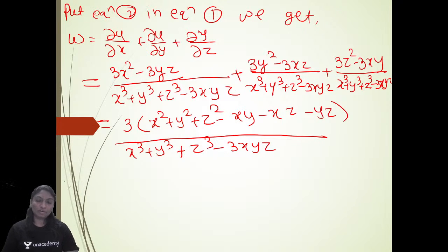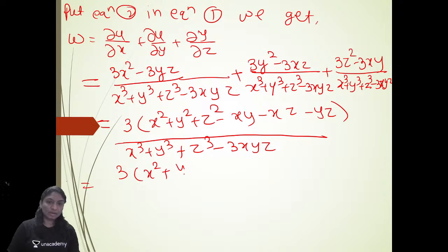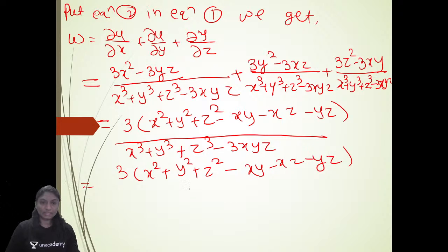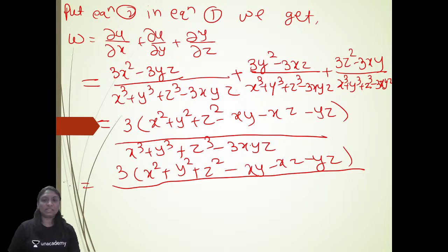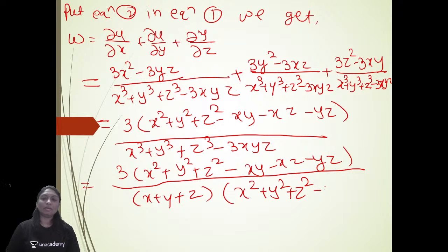Now, if you observe, we know that a cube plus b cube plus c cube minus 3abc is equal to a plus b plus c into a square plus b square plus c square minus ab minus bc minus ca. So you will get x cube plus y cube plus z cube minus 3xyz is equal to x plus y plus z into x square plus y square plus z square minus xy minus xz minus yz.